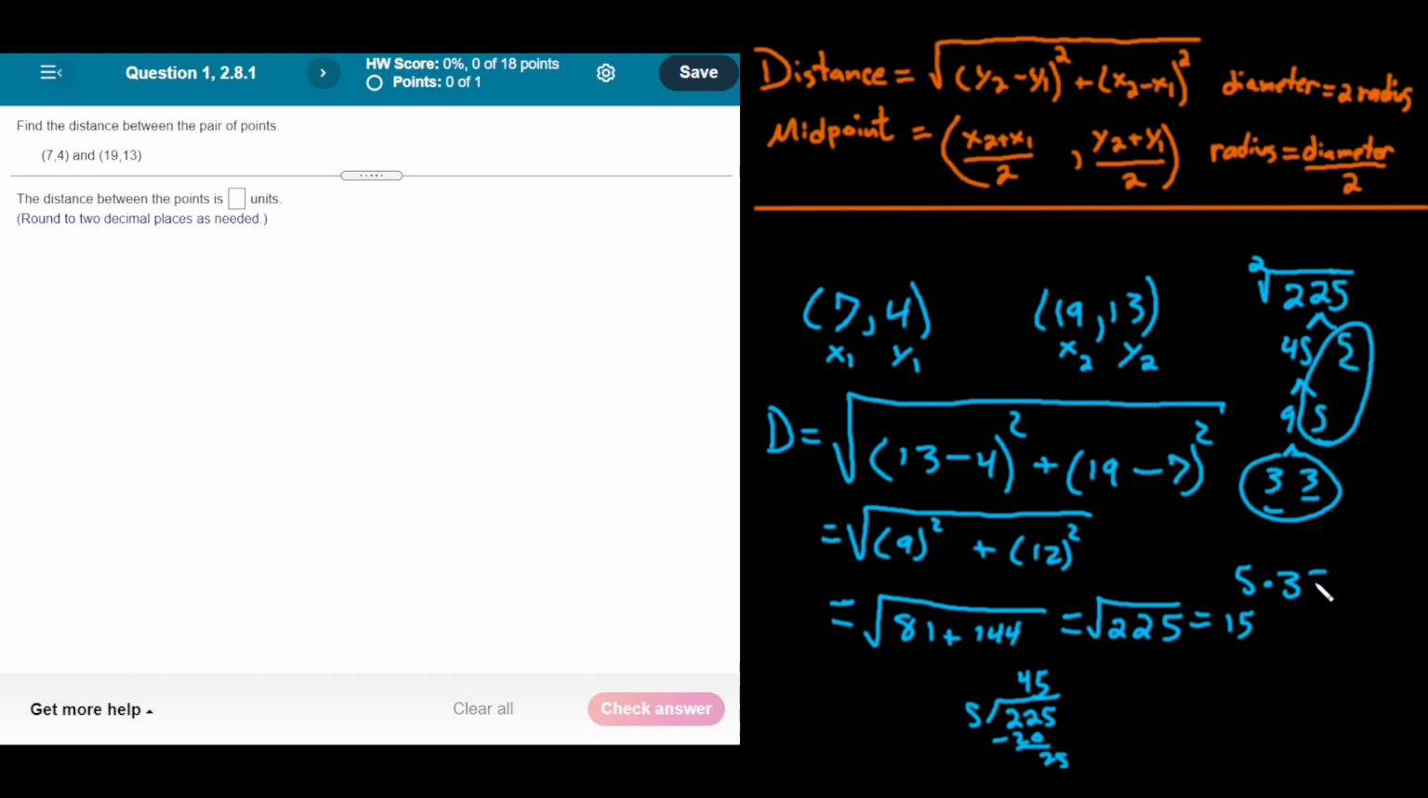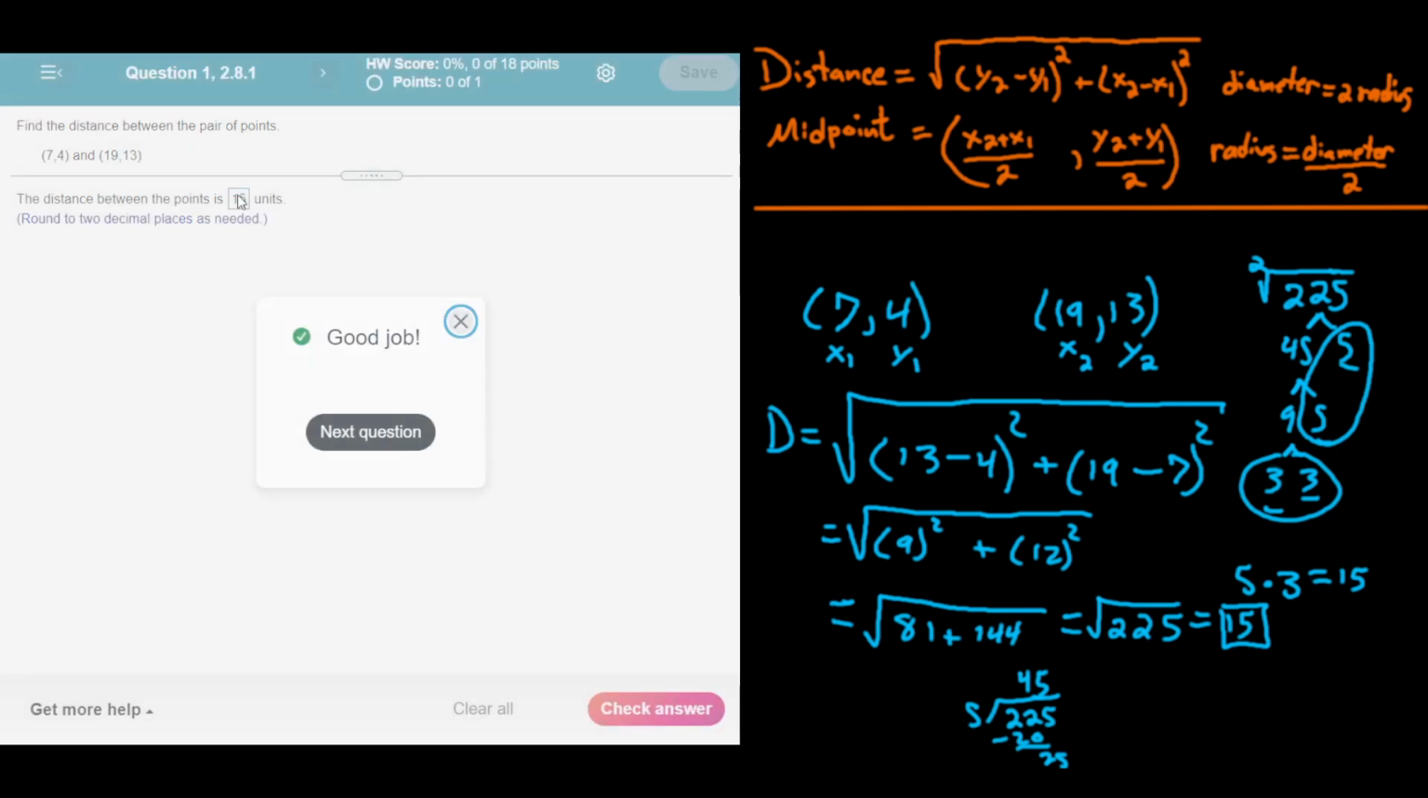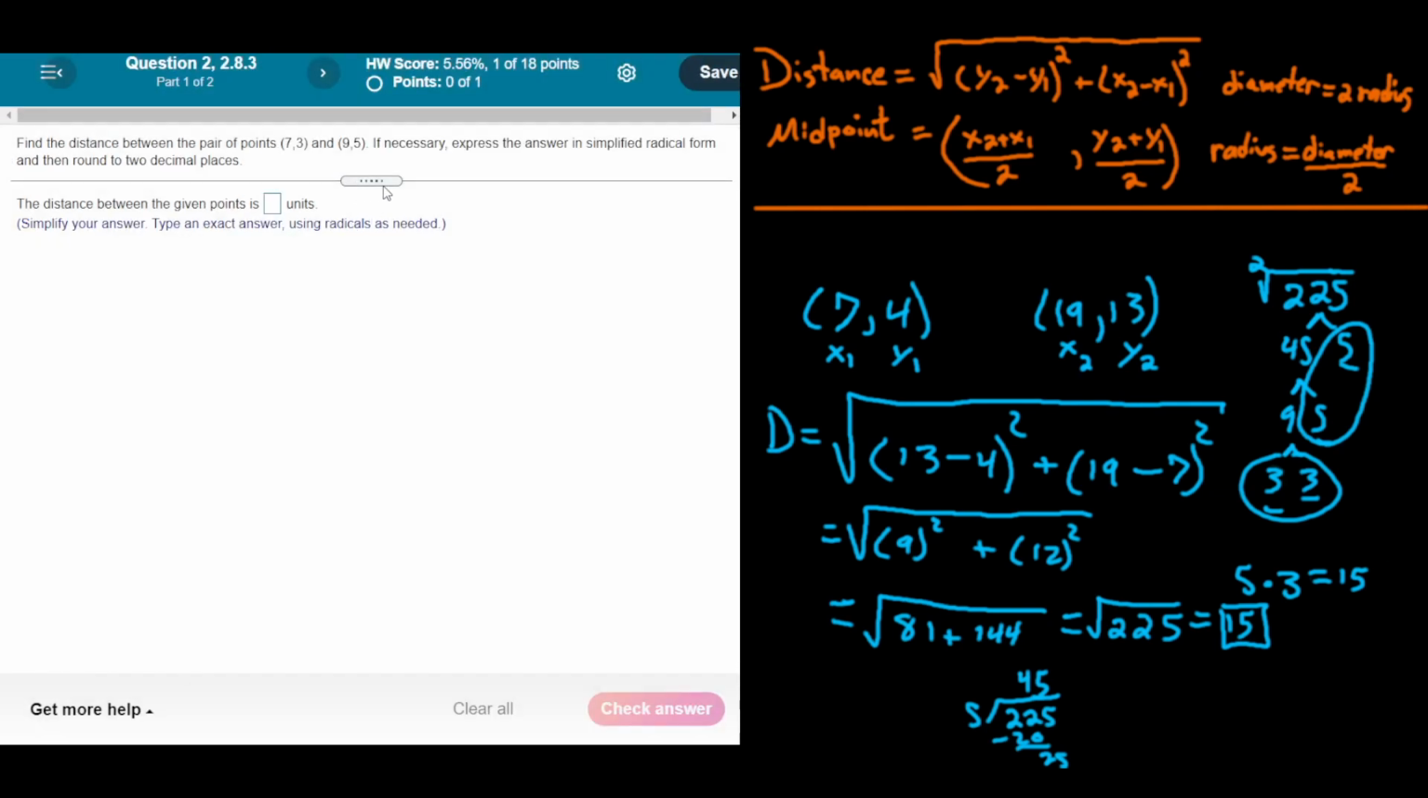So 5 times 3 will give you 15, and this is how we get the 15. If you wanted to plug that in your calculator, you would have gotten a 15 as well. So the answer here is just 15. And I know you guys didn't come here for a radical lesson, but it's always good to know. This is 15 units. Good job. All right, moving right along.